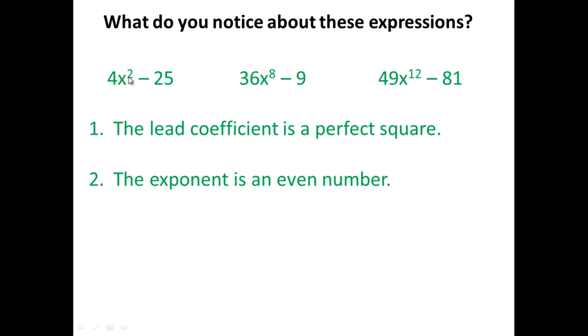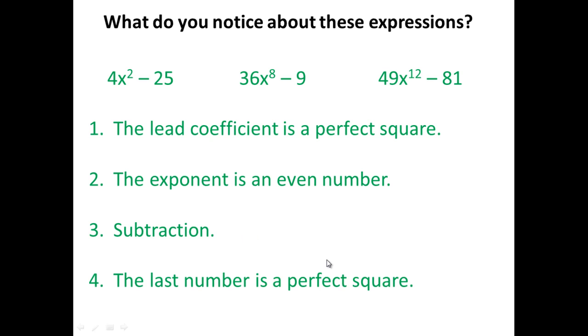We also notice that the exponent is an even number. x squared, 2 is an even number. x to the 8, 8 is an even number. x to the 12, 12 is an even number. We also notice that all three of these expressions have subtraction. And last but not least, our last term is also a perfect square. So 25, 9, and 81, these are all perfect squares. So if you want to be able to identify difference of squares, you need to check these 4 things off.